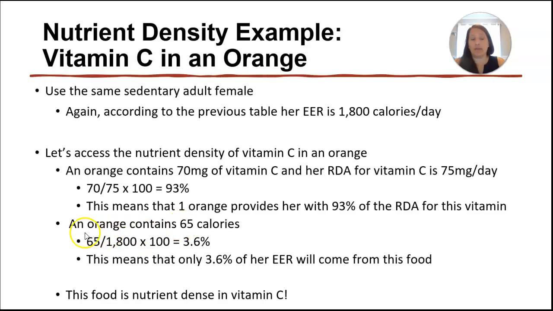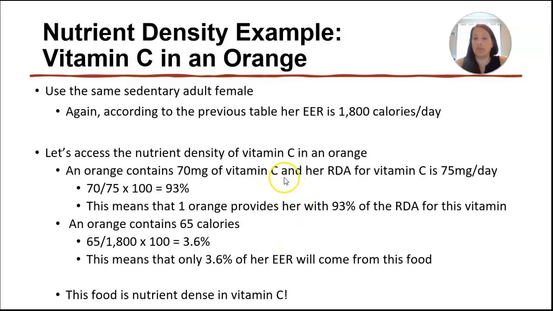We got to compare it though. So an orange has 65 calories. Okay. And she can consume a total of 1,800 calories a day. So we're going to do the amount of calories in the orange, 65, divided by her total, her EER, which is 1,800. And again, multiply that by 100 so we can get a percent. And that's 3.6. So what does that mean? That means that only 3.6% of her EER, of her daily calories, will come from this food. That's great. It's a very low calorie food and it's very nutrient dense, right?